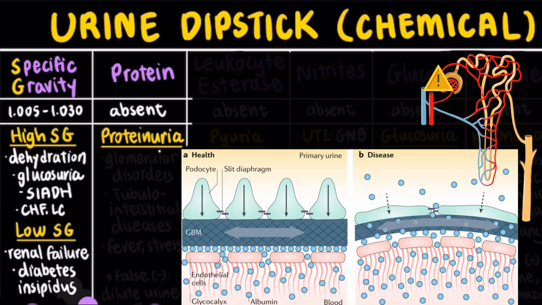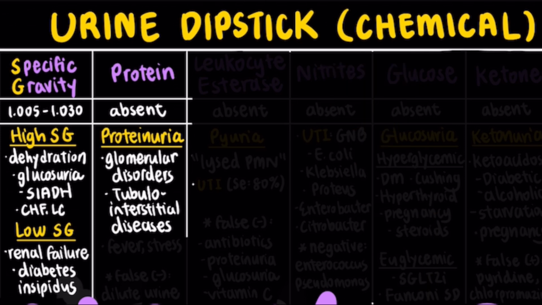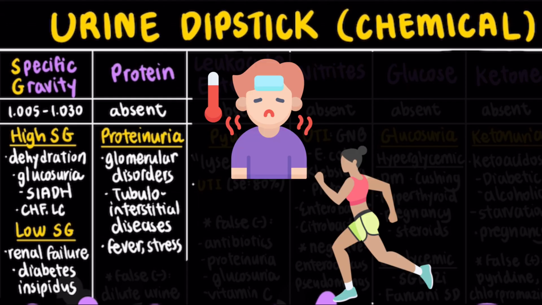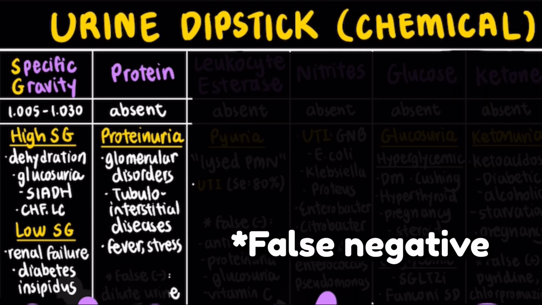One major cause is glomerular disorders, like nephrotic syndrome or glomerulonephritis, where the glomerular filter is damaged and allows protein to leak through. Another cause is tubulointerstitial diseases, where the tubules are damaged and can't reabsorb the small proteins that are normally filtered. Proteinuria can also be temporary, like during fever, strenuous exercise, or emotional stress. In these cases, it often goes away on its own. There's also the possibility of a false positive, especially if the urine is very dilute.